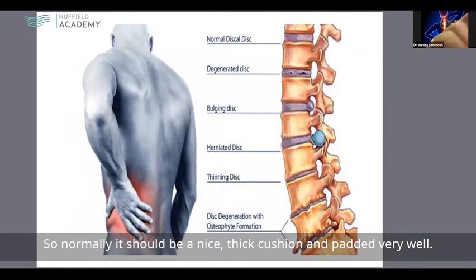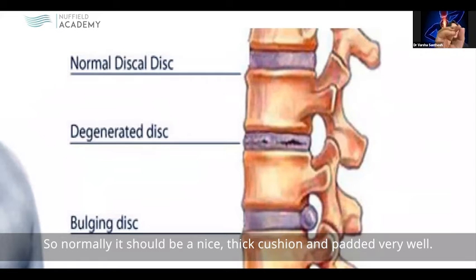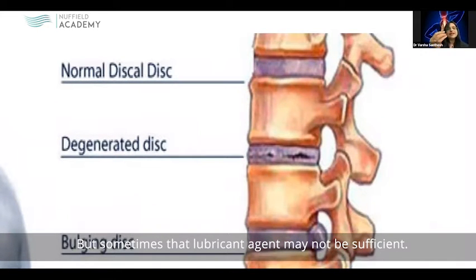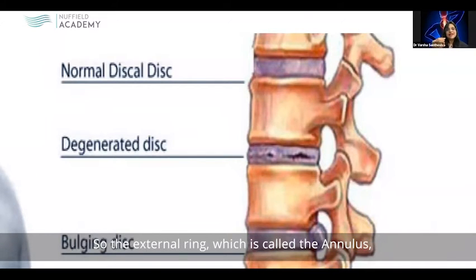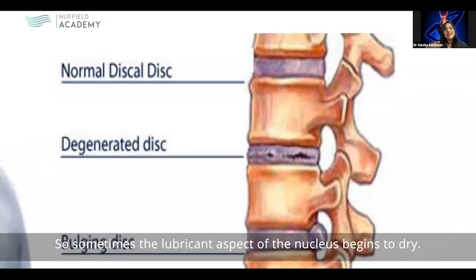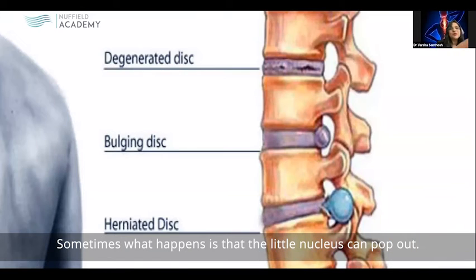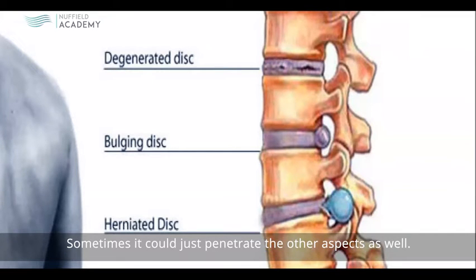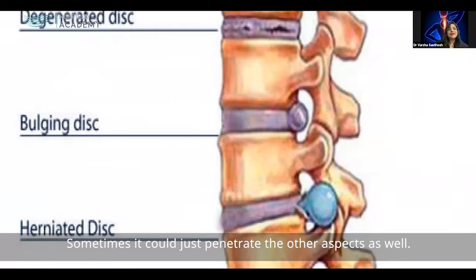The disc. Normally it should be a nice, thick cushion, padded very well. But sometimes that lubricant may not be sufficient. So there is the external ring, which we call the annulus, and there is some nucleus. Sometimes the wetness of it, the lubricant aspect, begins to dry. Sometimes that little nucleus can pop out. It can just bulge. Sometimes it could penetrate the other aspects as well.